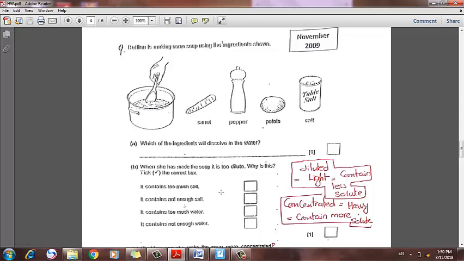Why is this? Tick the correct box. It means it contains too much salt? No, too much salt means concentrated. It contains not enough salt? Yes, this is right. It contains not enough salt, that's why it's very diluted. It contains too much water? Yes, maybe too much water. So, too much water or not enough salt, both of them are right.